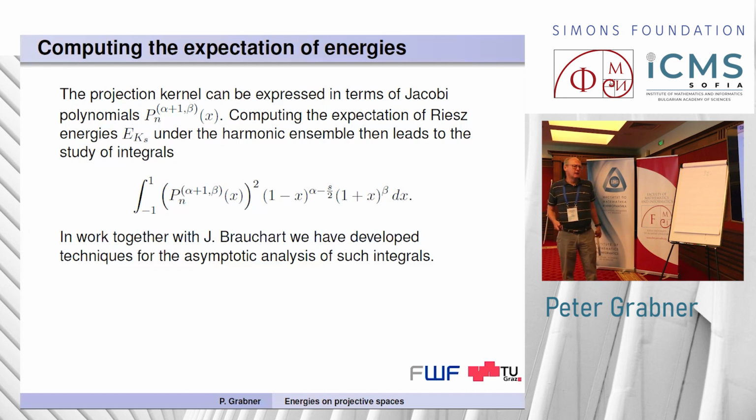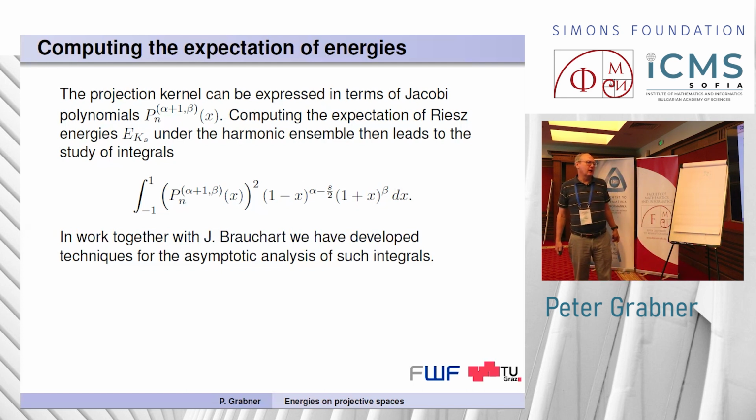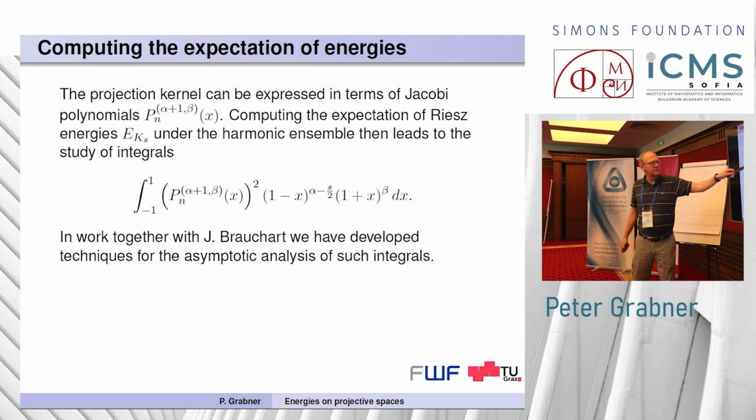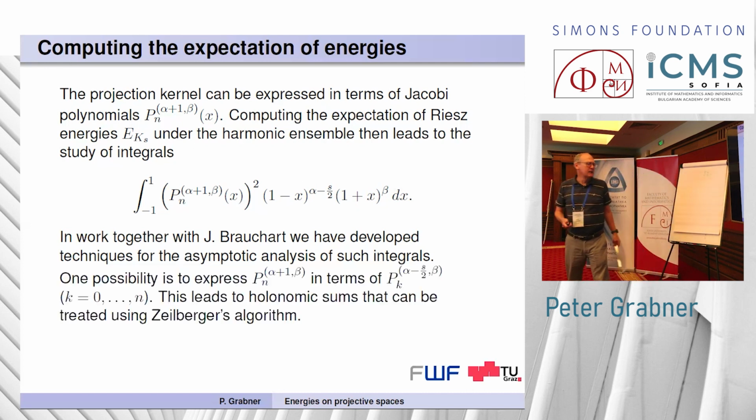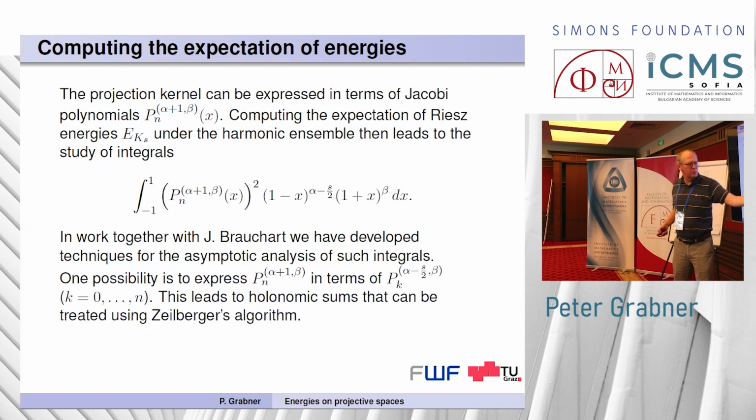And so this was the motivation for a paper that I wrote together with Johann Braucher. We developed techniques for the asymptotic analysis of such integrals. There are more or less two possibilities. One would be to use these connection formulas, these Clebsch-Gordan coefficients, for the Jacobi polynomials, to express these polynomials in terms of polynomials which have the correct parameters, and then you would end up with sums.